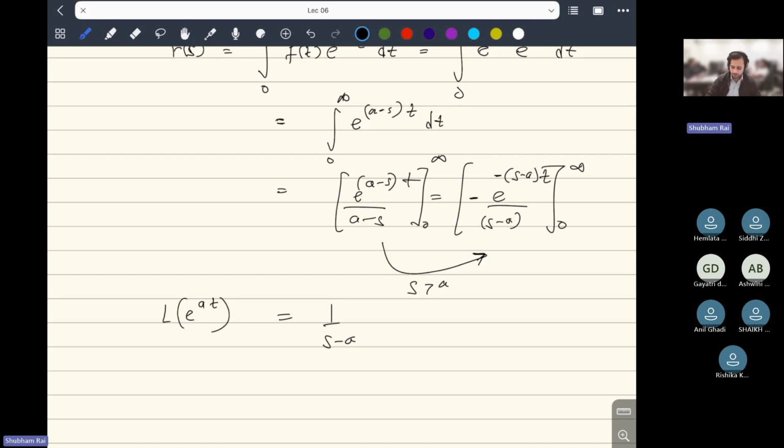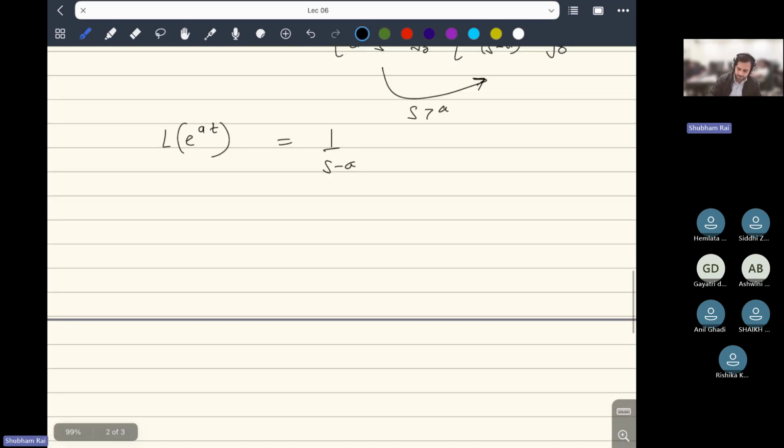Now we will define some properties of Laplace transform. Laplace transform has a linear property, that it is linear in nature. So what do we mean by that? Let me just write it here. Property.